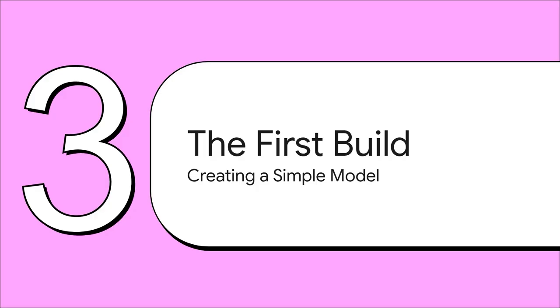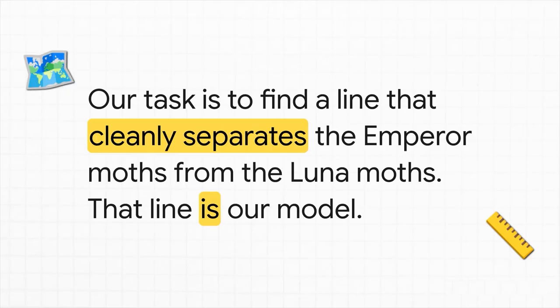Okay, we've got our blueprint, we've got our materials. I think it's time to pour the foundation and put up the first frame. Let's build our very first simple model. So what if we took all that data and just plotted it on a simple chart? You know, wingspan on one side, mass on the other. Suddenly, our job gets a lot clearer. All we have to do is draw a line that separates the emperor moths from the Luna moths. And get this, that simple line, that is our model.